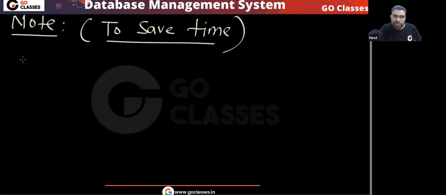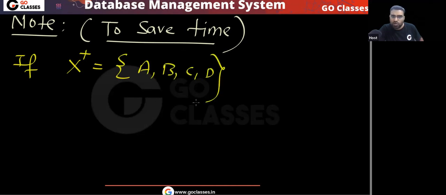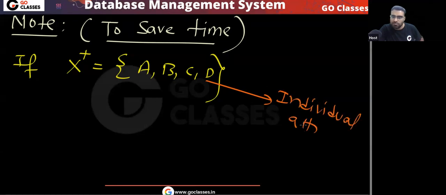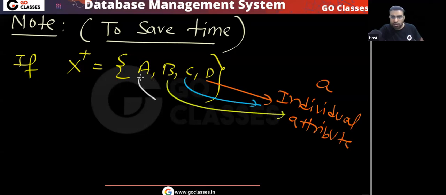What I'm saying is, let's assume you find X plus, and in X plus let's assume you have A, B, C, D, where these are individual attributes. All of them are individual attributes.